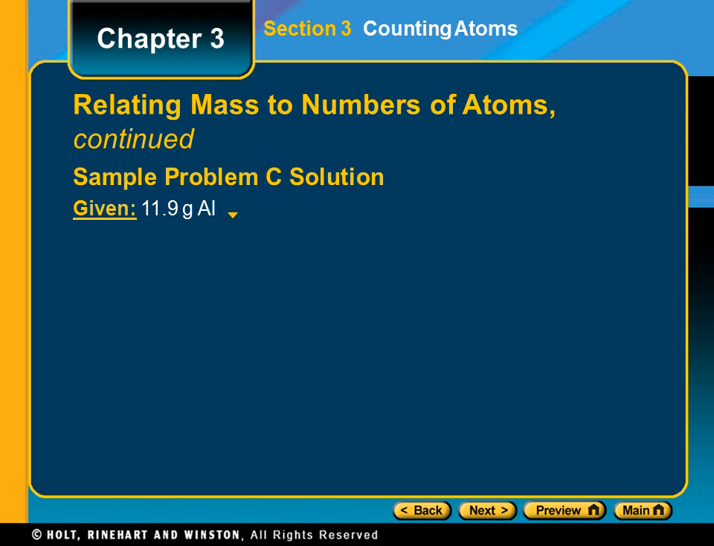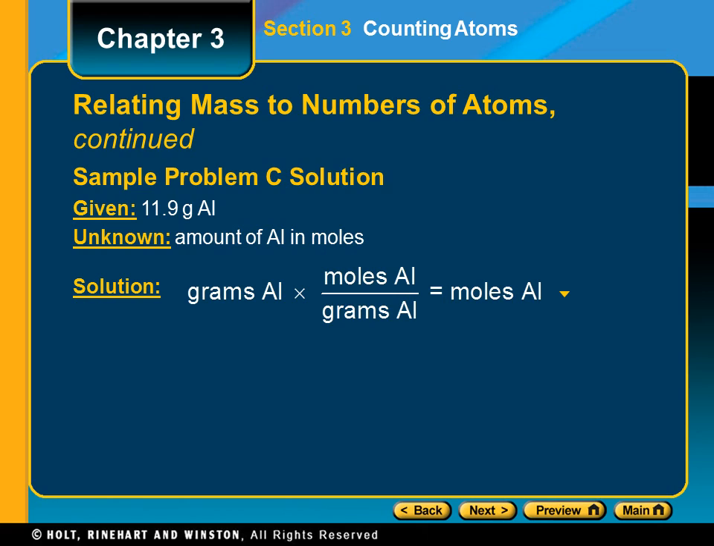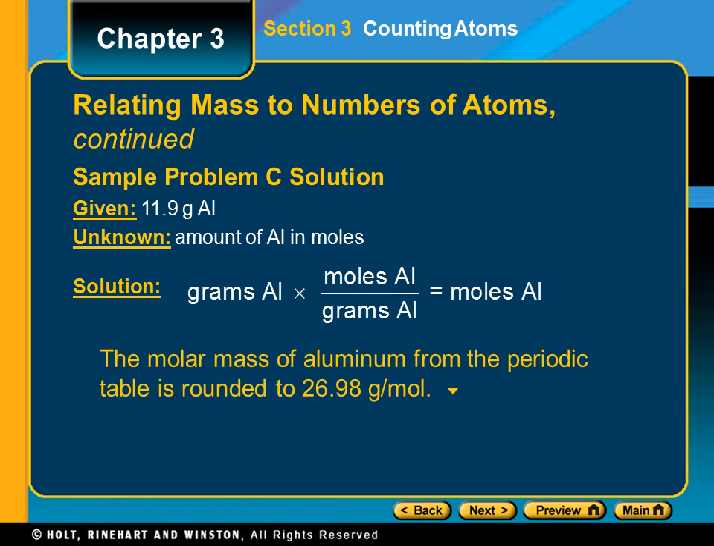What do you got? You're given 11.9 grams of aluminum. You need to figure out the amount of aluminum in moles. So, what does it look like? Grams of aluminum times moles of aluminum over grams of aluminum equals moles of aluminum. See, you're set. These are just like the other unit conversions you set up.